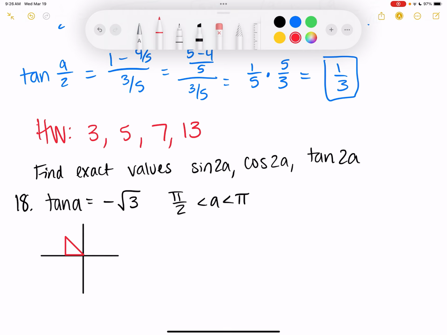I'm labeling a triangle. Tangent is opposite over adjacent. So it's negative square root of 3 over 1. Going up is positive, so the negative goes on the opposite side. And that's why it's important to draw it in the right spot, so that you know where things go and you don't get your stuff in the wrong direction.